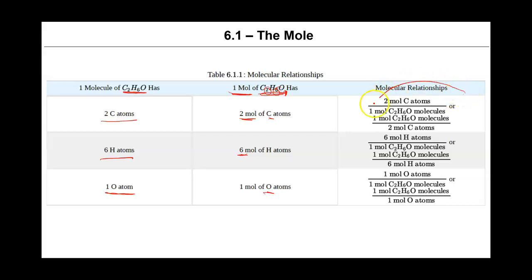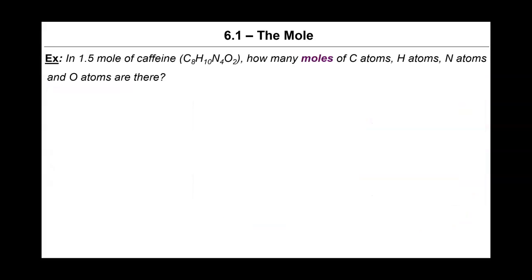And so now we can create what we call mole ratios that express the relative amounts of different components of our compound. And for any one compound, we can normally write many mole ratios. So here's an example that looks familiar. It says in 1.5 moles of caffeine, and then it gives the formula C8H10N4O2, how many moles of carbon, hydrogen, and nitrogen and oxygen atoms are there?